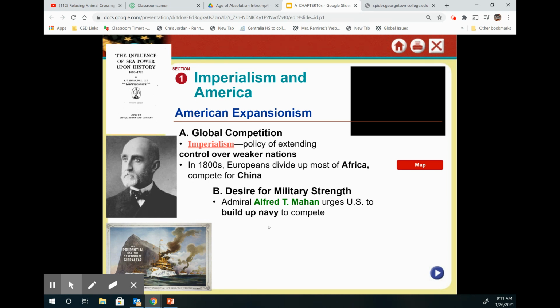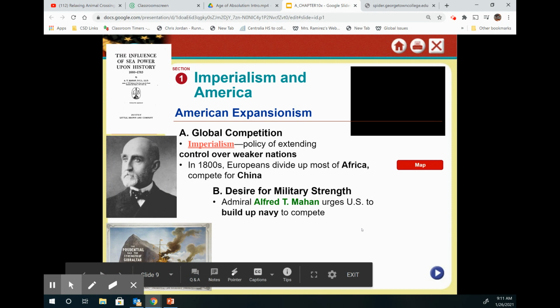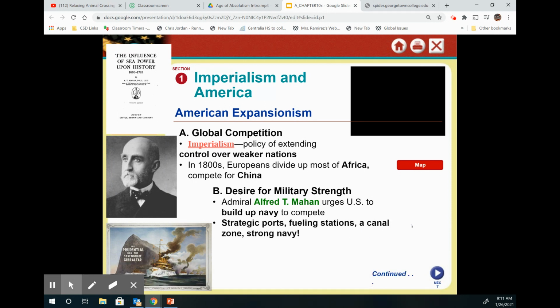But there's more to it than that, because Mahan urged the government officials not only to build up naval power, but to do other things as well, because it's one thing to have the ships, but you need other things as well in order to really have them operate around the world. So here are some of the things that he urges the United States to do. Build up their navy, yes, but then you also need strategic ports located around the world. You also need fueling stations around the world.